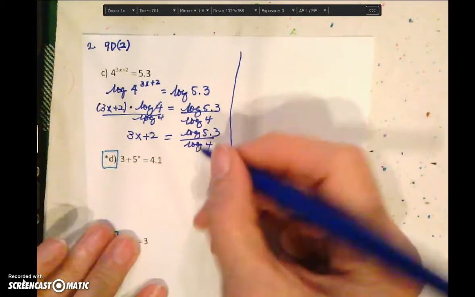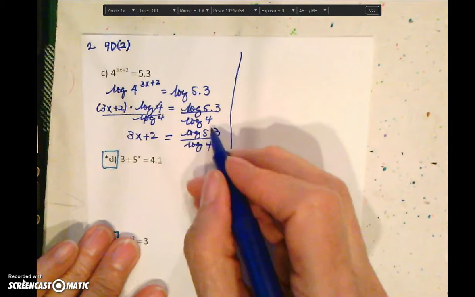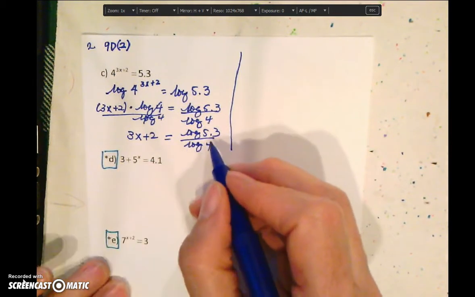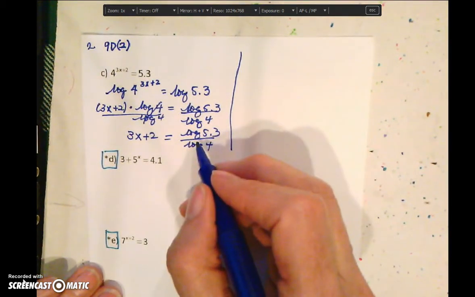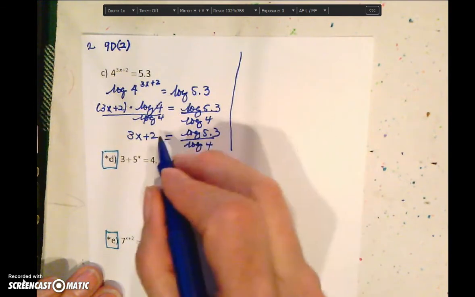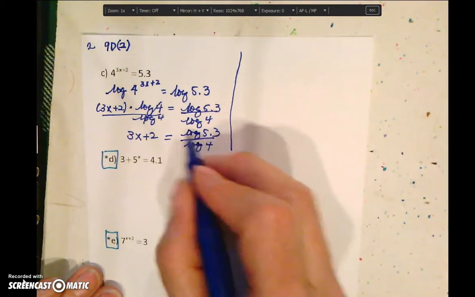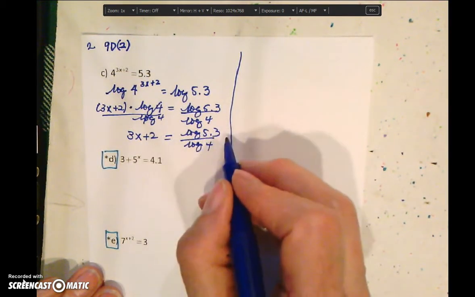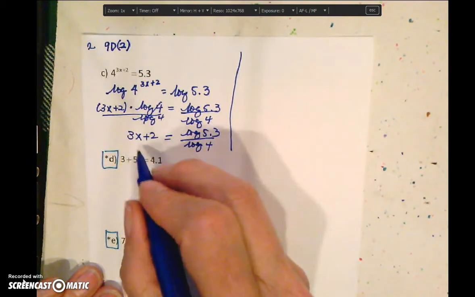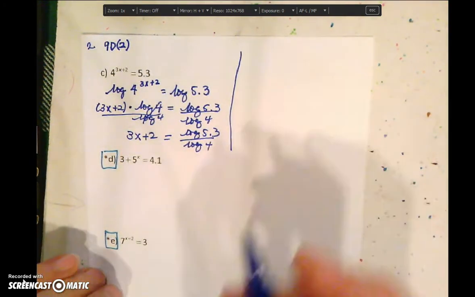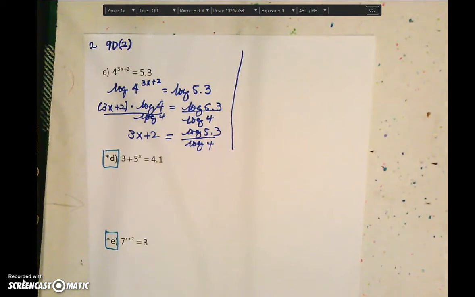So again, I'm going to go to my calculator and I'm going to calculate this. Once I get my decimal answer for this, then I need to solve it for x. So I'm going to get my decimal answer. I'm going to subtract 2, and then I'm going to divide that answer by 3. So I'm going to move to the calculator now.